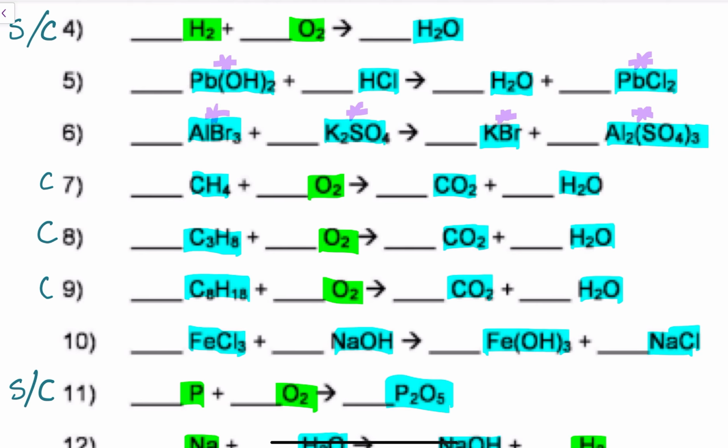CH4. Is carbon a metal or non-metal? Carbon's a non-metal, and hydrogen's a non-metal too. So if that's all non-metal, then that's molecular. We know oxygen's a molecule, carbon dioxide's a molecule. There we go. All these are molecular reactions right here. Okay, non-metal, non-metal. And they're going to tell us that covalent bonding is occurring.